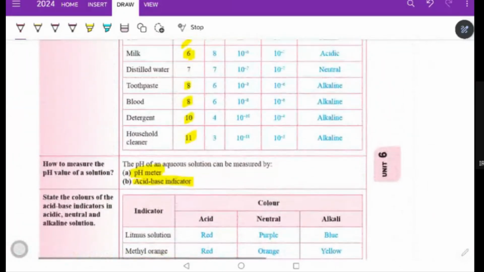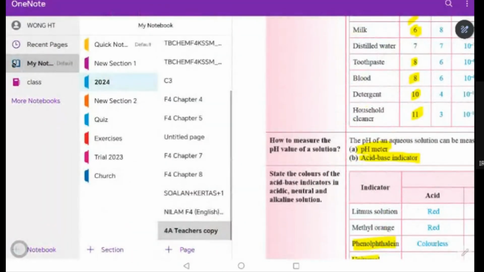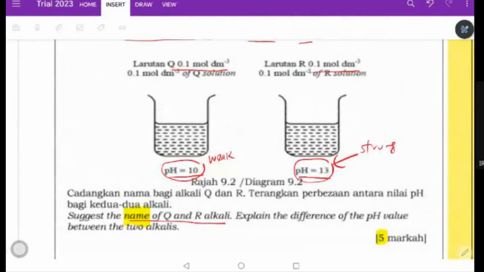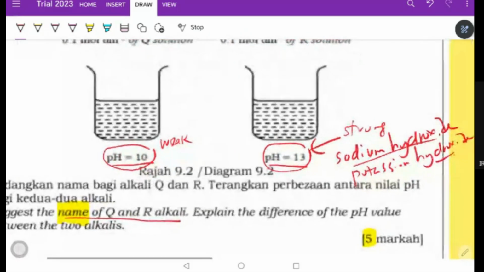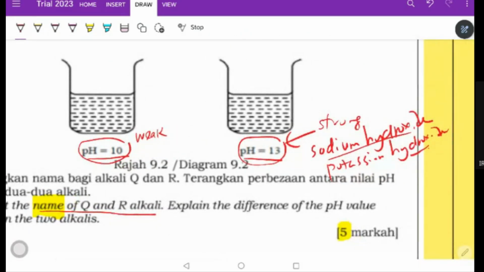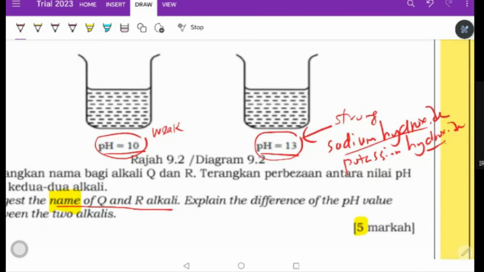We just relate it to the... So this one, sodium hydroxide, or potassium hydroxide also can. Two only. In the exam, just give one. No need to write two answers. This one, ammonia.